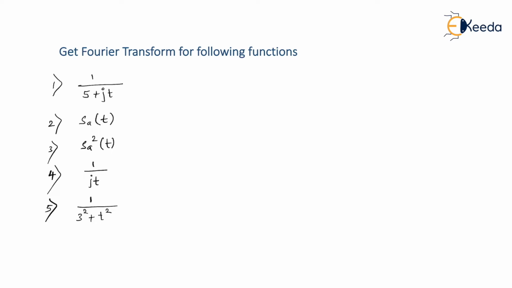So the question is displayed on the screen. Get Fourier transform for the following functions. If you refer to those five functions, one of them is 1 upon 5 plus jt, second one is sampling function of time, third is sampling square of t, fourth is 1 upon jt, and the last is 1 upon 3 square plus t square. So we'll see one by one.